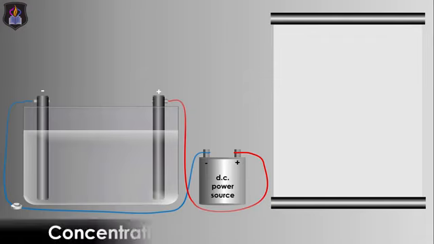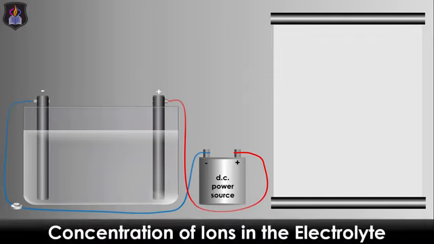Next is the concentration of ions in the electrolyte. Here, the ions of higher concentration are preferentially discharged to the ones of lower concentration, provided the distance between them is not wide, say not more than 3 steps.